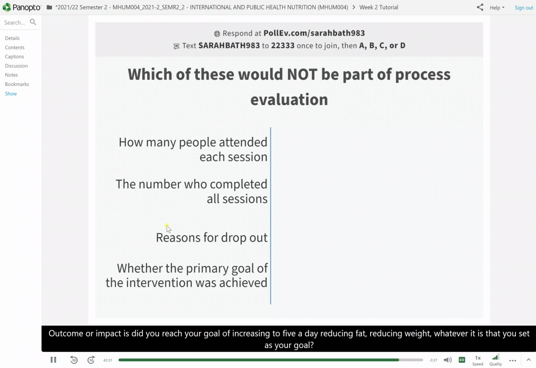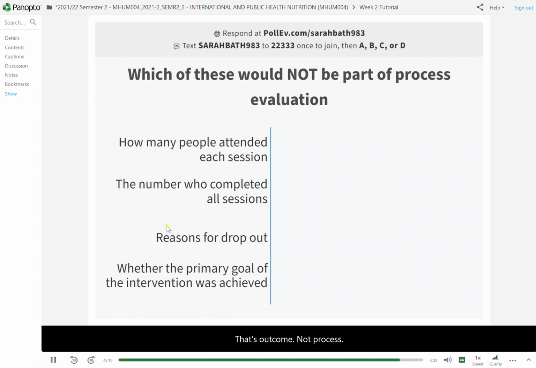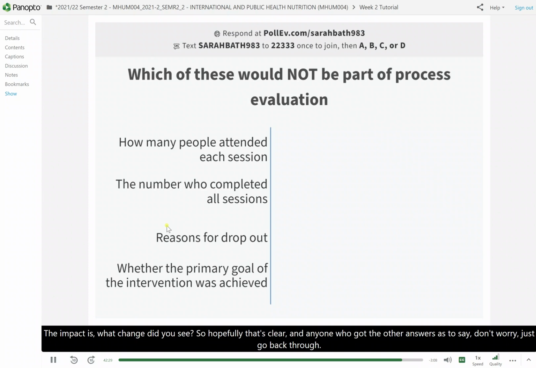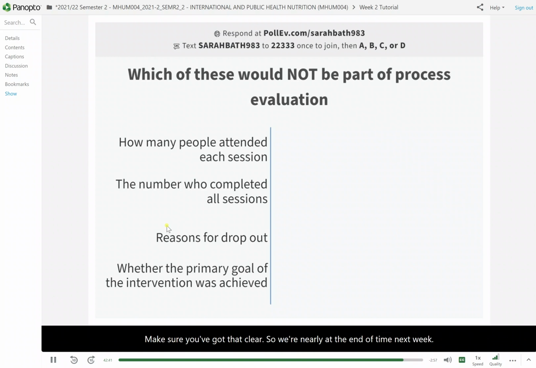Outcome or impact is, did you reach your goal of increasing to 5 a day, reducing fat, reducing weight, whatever it is that you set as your goal, that's outcome, not process. Does that make sense? Anyone not clear? And it's fine if you're not clear, because there's subtleties in that, but it's basically the process is the process of the intervention. How did it run? The impact is what change did you see? So hopefully that's clear. And anyone who got the other answers, as I say, don't worry, just go back through and make sure you've got that clear.